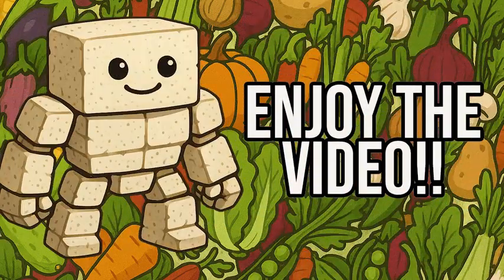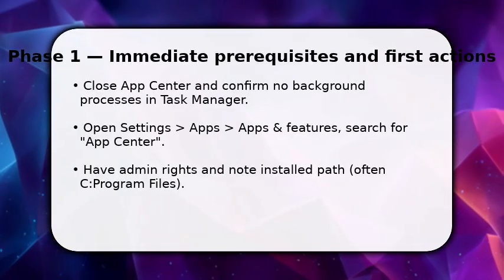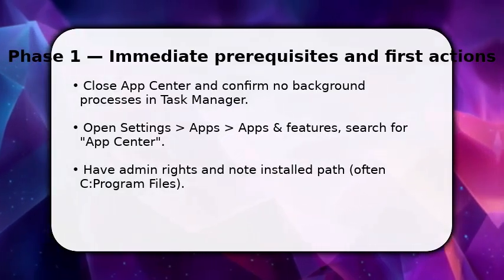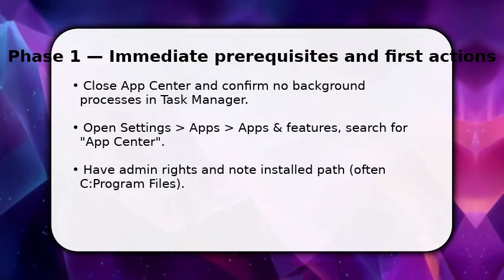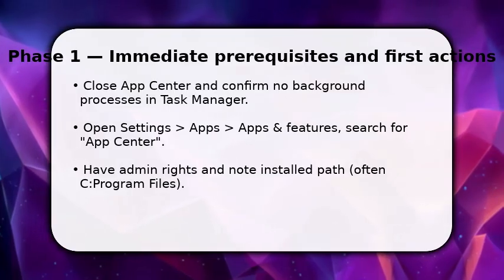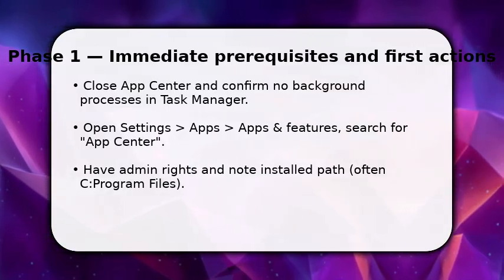Please enjoy the video. You begin by forcing App Center to stop. Open Task Manager and end any App Center process so files aren't locked. Once done, open Windows Settings, go to Apps, then Apps and Features, and search for App Center. This is the cleanest uninstall route.